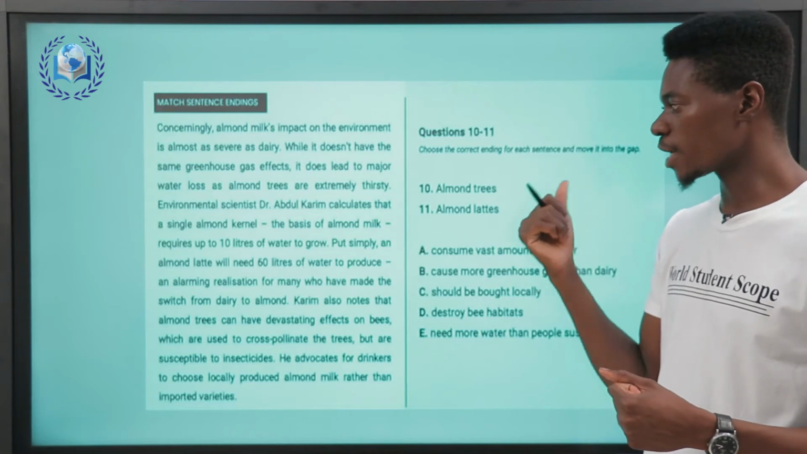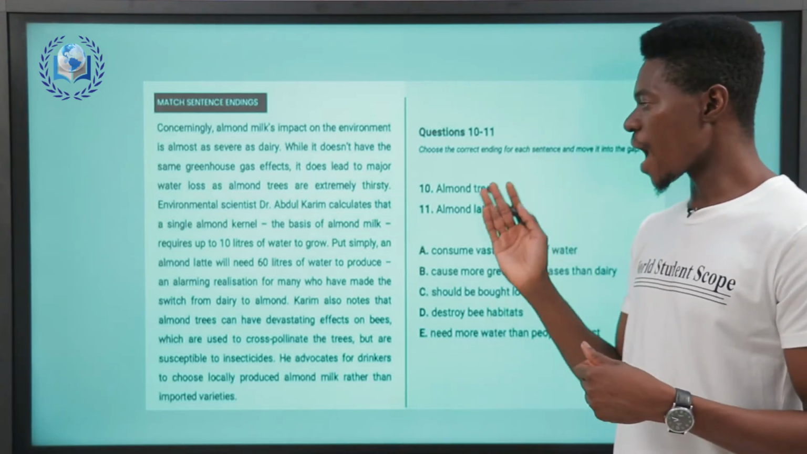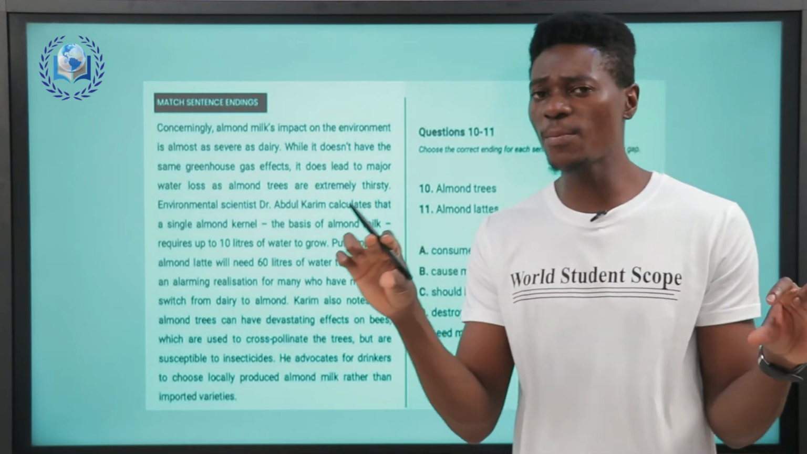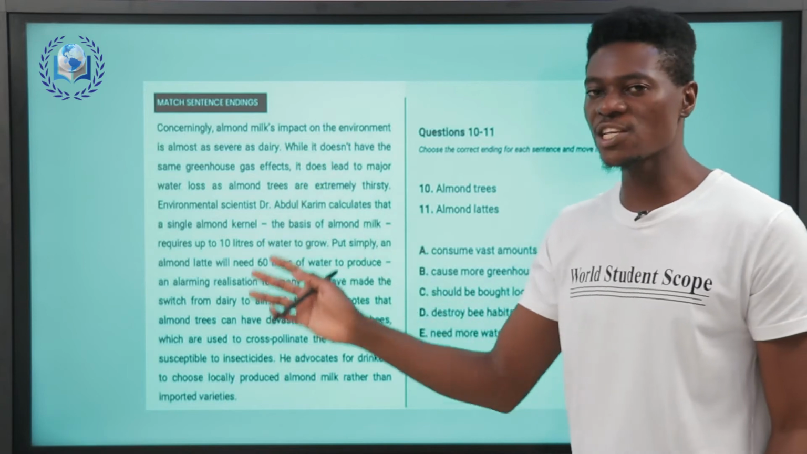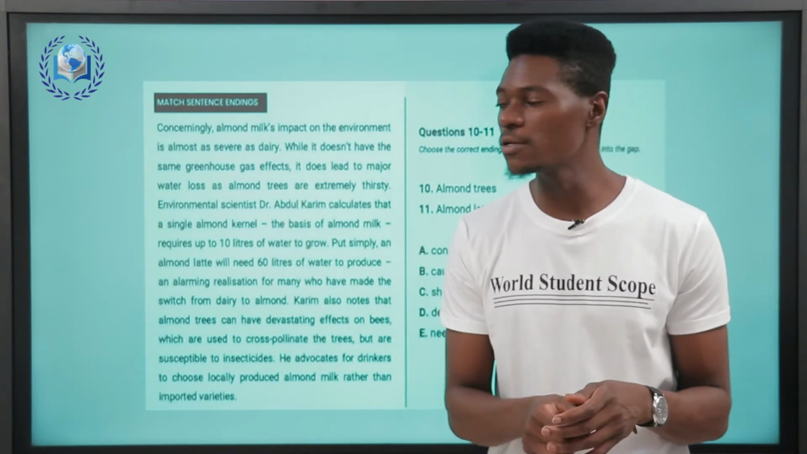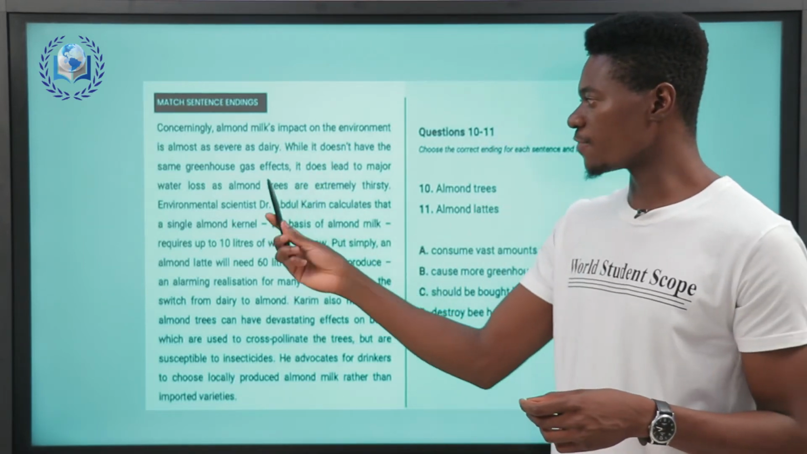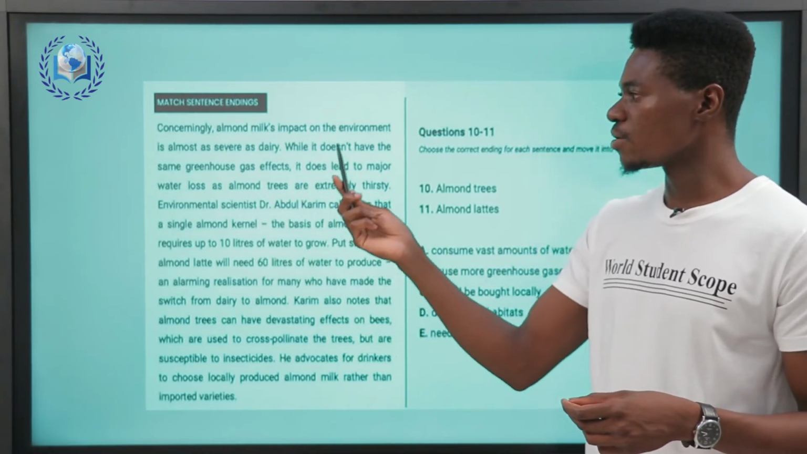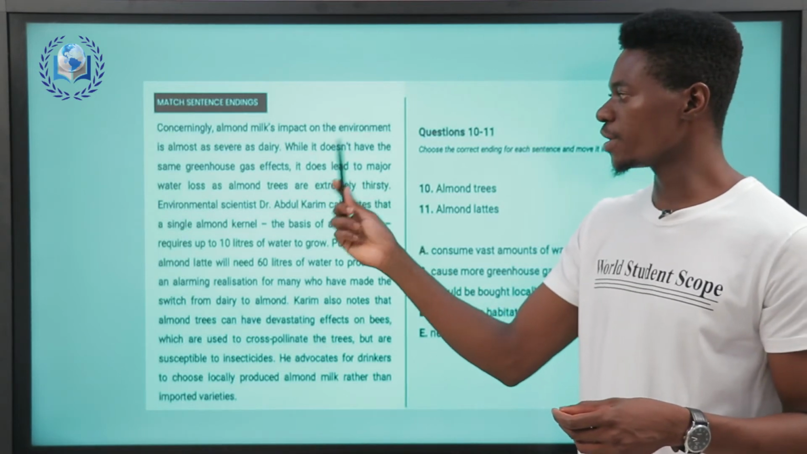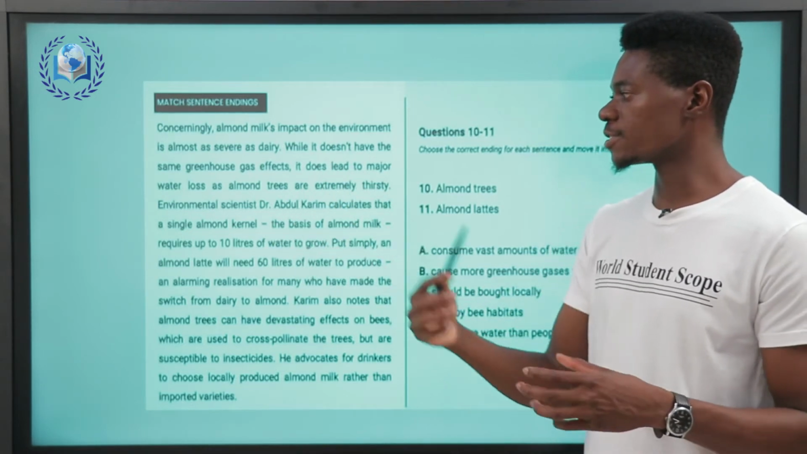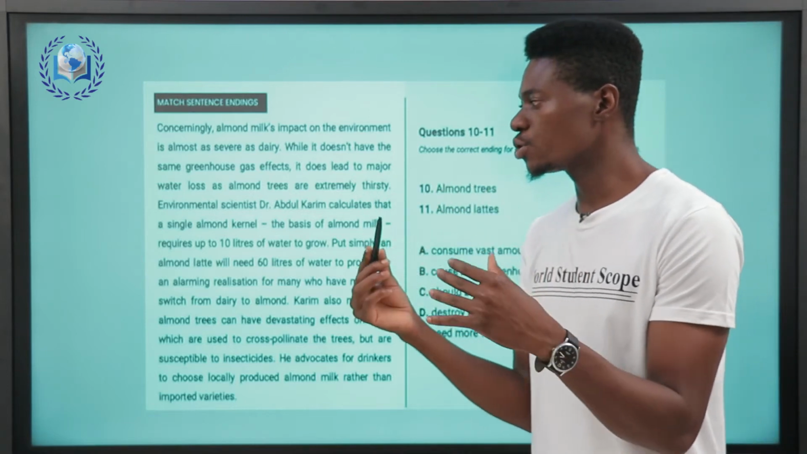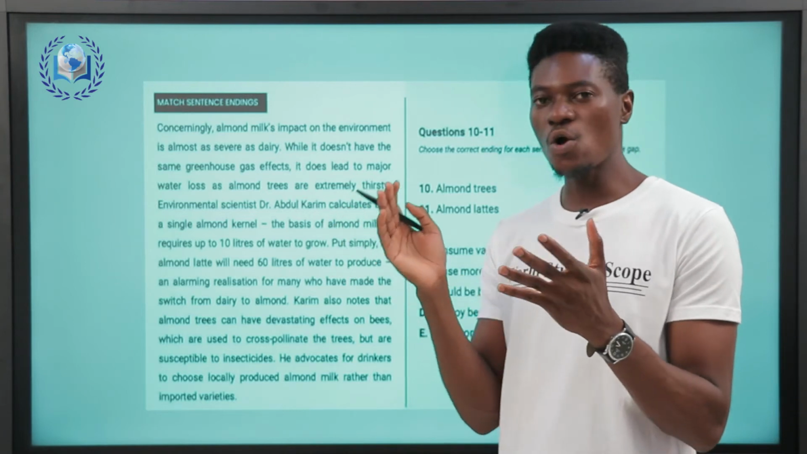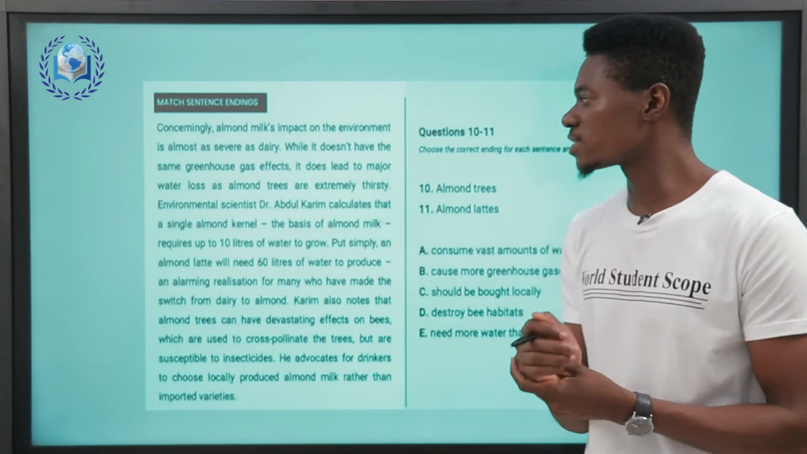Finish up, okay? Number 10, almond trees. This is the keyword. So in order to finish up almond trees, we come to find from the passage where almond trees are being written. We can have it here. Almond trees, okay? The fourth line from above. 1, 2, 3, 4. Almond trees. So let's read and know what almond trees are doing, or what is up with almond trees.